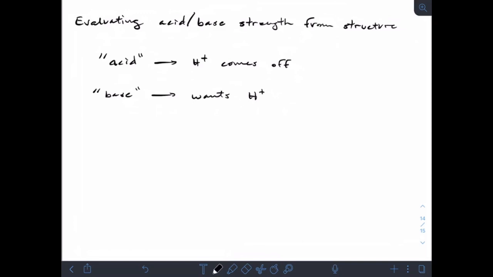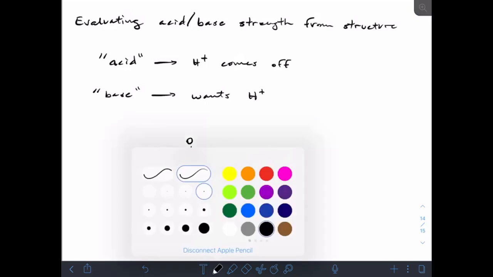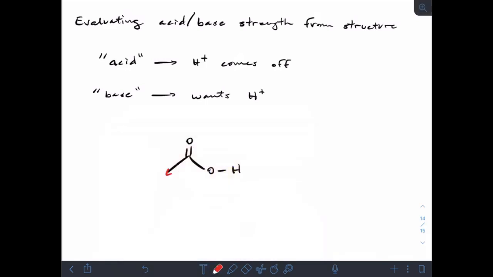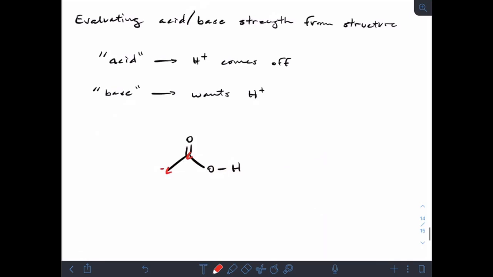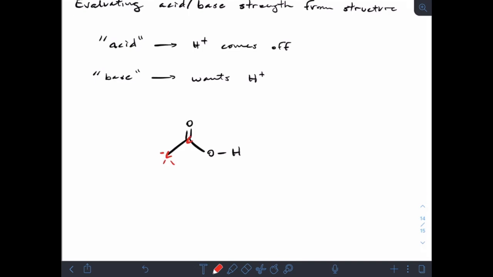So I'm going to draw a structure here, and we're going to learn more about this particular type of drawing at the end of the semester. But a symbolized drawing for acetic acid looks like this. Basically, that means there's a carbon right there and a carbon right there, and there are hydrogens coming off of that carbon. But what we're focused on evaluating based on structure is this bond. How strong is this bond?